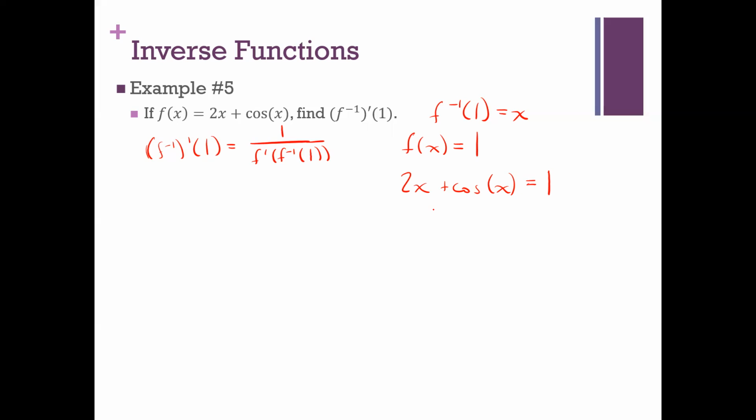So this is not an equation that can be solved by algebra. When I say it can't be solved, I mean it cannot be done. So I will offer this, and hopefully you believe me. What is the cosine of 0? And 2 times 0 is 0, so we're good. So what is f inverse of 1? Yep. So I can continue by finding f prime of 0.